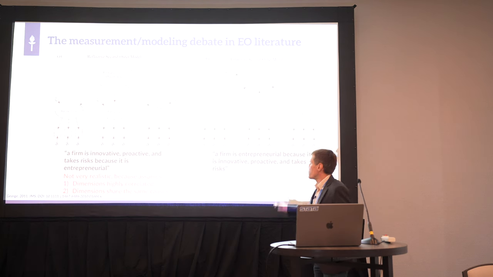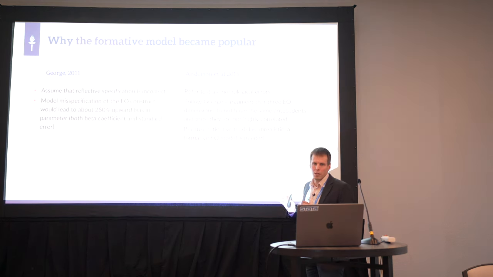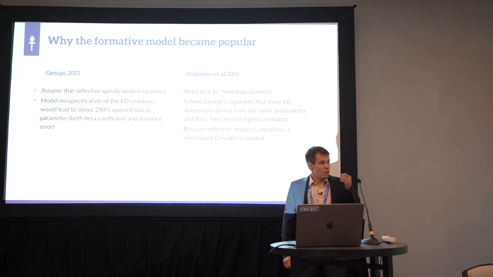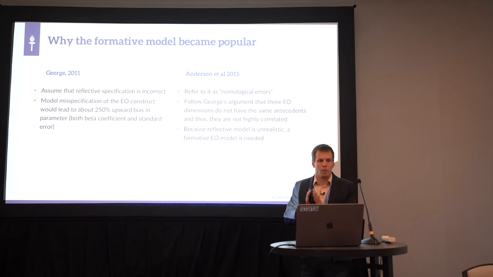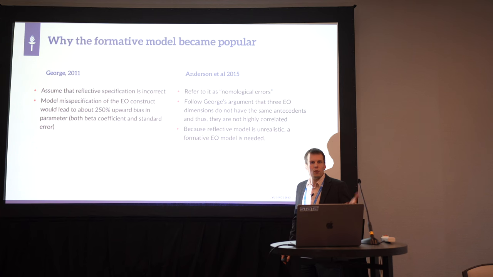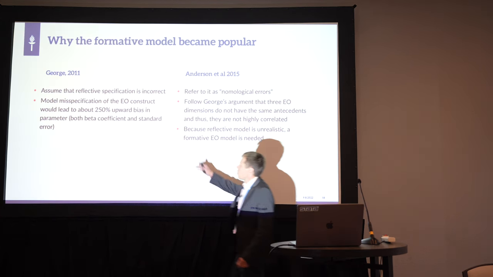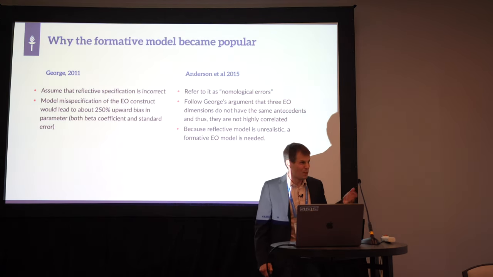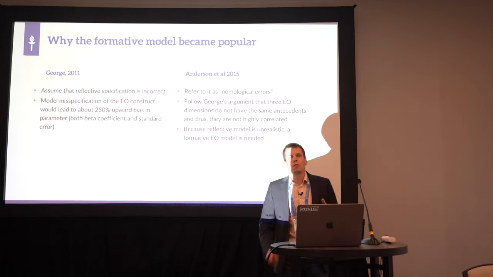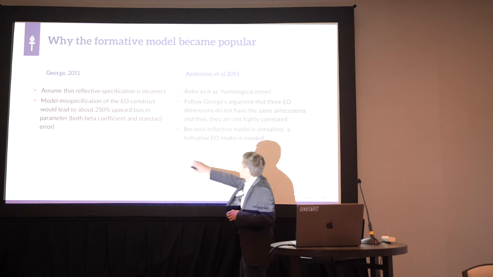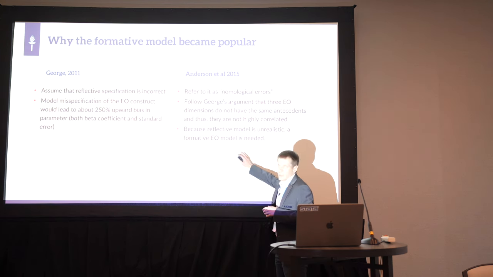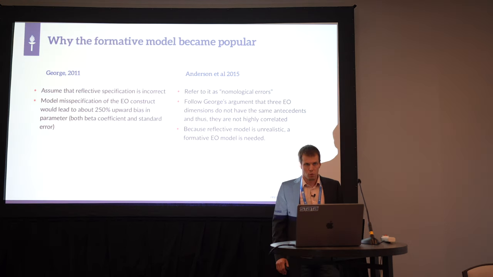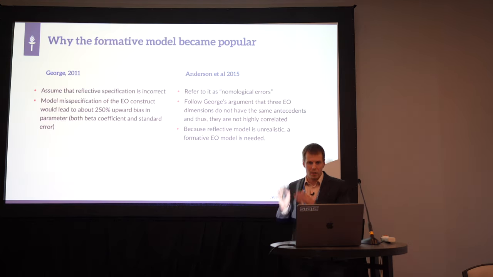We need to understand why this became popular. The popularity of the formative approach can be attributed to two main papers. There is George 2011 in the Journal of Management, if I remember correctly, who did a simulation study where he showed that if you misspecify a reflective model where a formative model is correct, your estimates are biased by 2.5-fold, which is a pretty big bias. Then Anderson continued on that and refers to these as nomological errors. They do an empirical study where they show that the data do not support the use of the reflective model, and they strongly recommend the formative model.